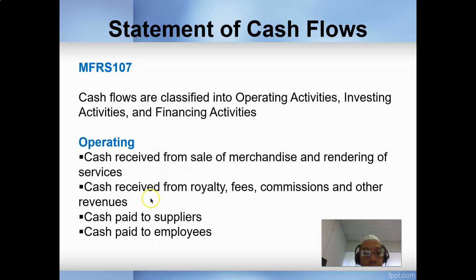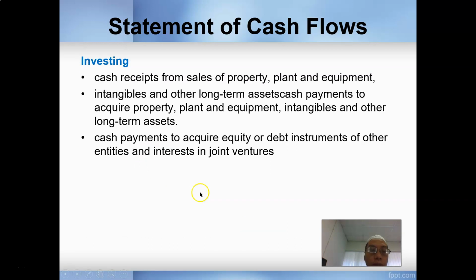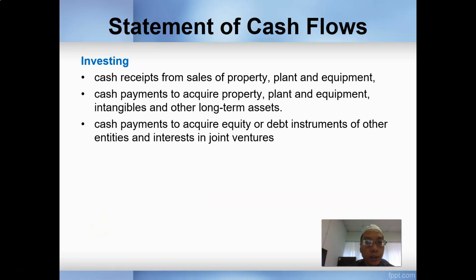And then cash received from royalty, fees, commissions, and other types of revenues will also be included in the operating activities. And then cash paid to suppliers as well as cash paid to employees, these will also be included in the operating activities.